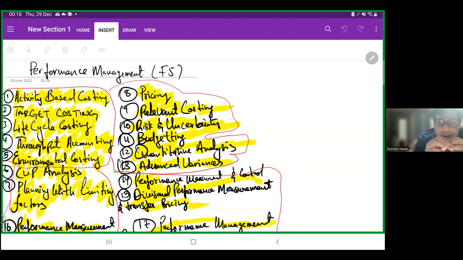So performance management, as you know, is the advanced paper of F2 financial management.